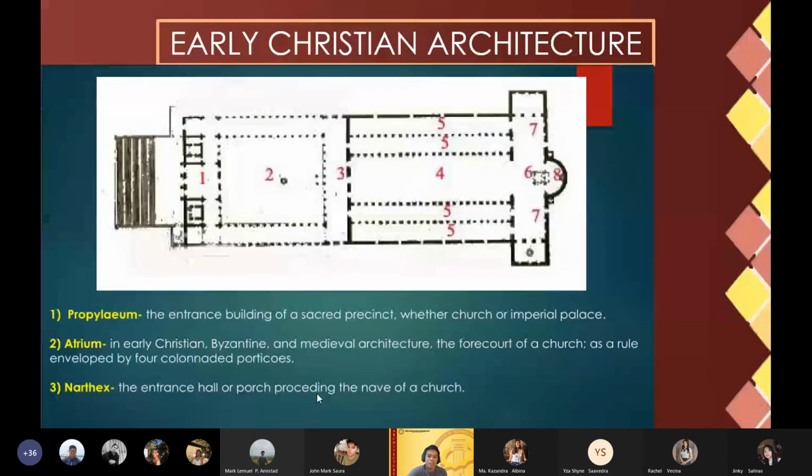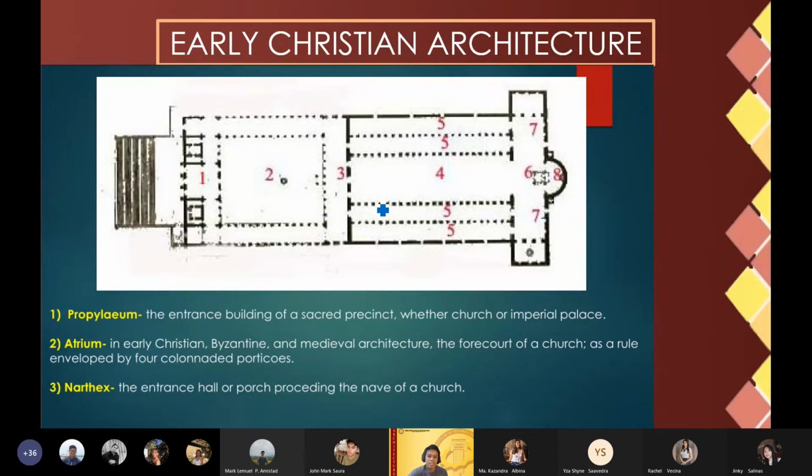So going back, let us memorize this. Propylaeum, then ambulatory. The center part is the atrium. And we have here the narthex. And the central portion is the nave. Beside it are the aisles or side aisles. And here, before you reach the sanctuary, there's what you call bema, or in a cruciform church, that's what you call transept.